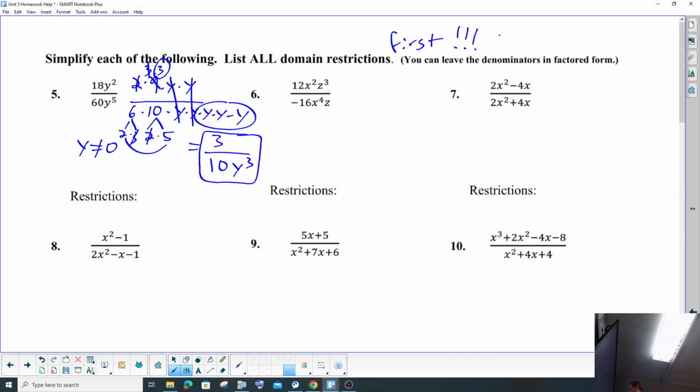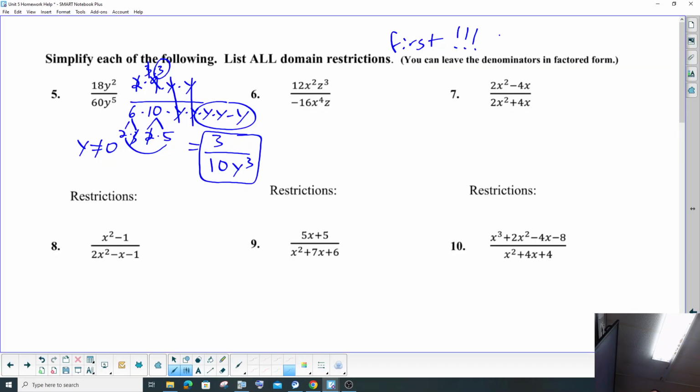Right? Let me double check myself before I wreck myself. Yep, looking good. There we go. Awesome. And y can't equal 0 is our restriction. Nice. So wow, so that's got 2 restrictions for number 6, huh?